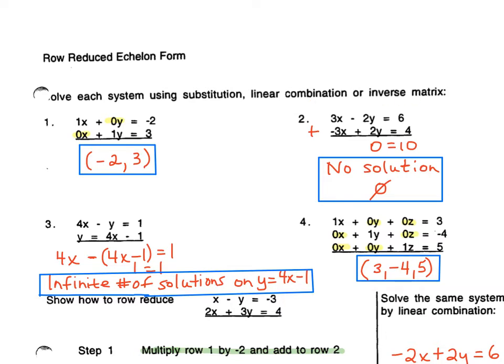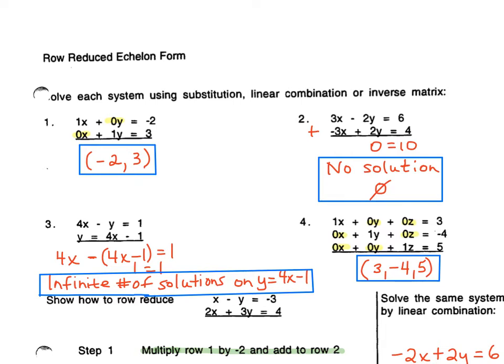But if we take a look at these, we're going to be able to go through and solve them pretty quickly. In fact, I already have them written out, so I can just talk through them. In example number 1, if you notice, we have 0 y's in the first equation and 0 x's in the second equation. And so literally, x is equal to -2 and y is equal to 3. And that indeed is our ordered pair, (-2, 3).